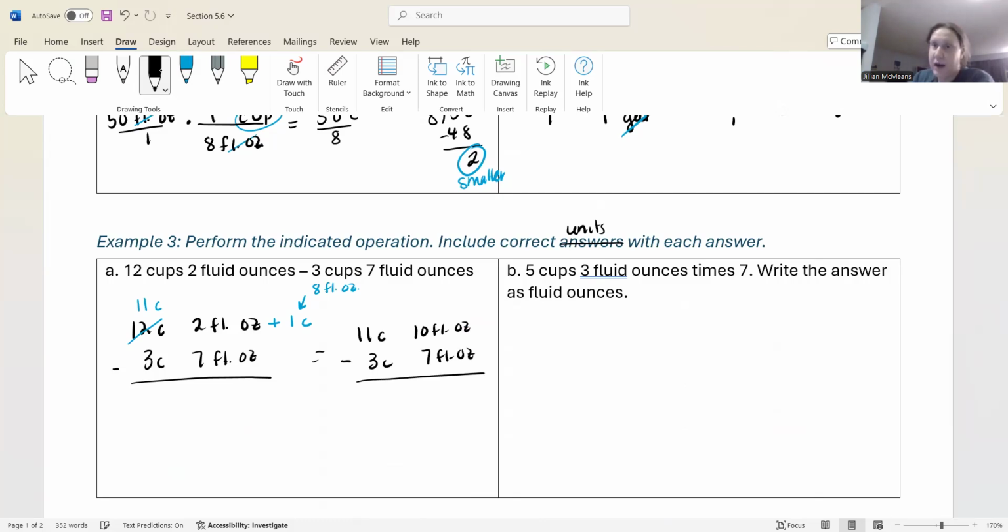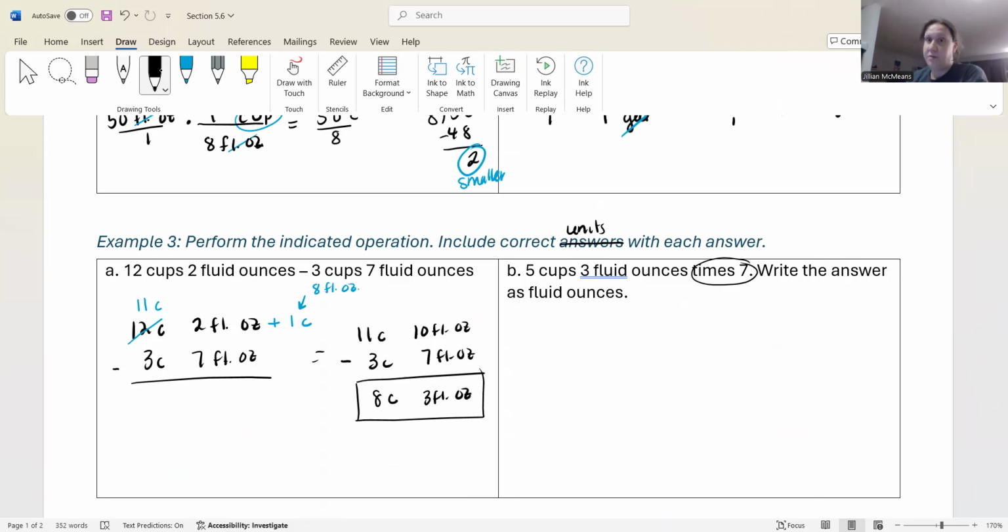And now we can subtract like units. So I can take 7 fluid ounces from 10. That leaves me 3 fluid ounces. And then 11 cups minus 3 cups is just 8 cups. So we have 8 cups, 3 fluid ounces. Okay? Now for part B, this one's a little bit different. In the previous 2 worksheets, we did an addition problem and then a subtraction problem. Here, we're going to do a multiplication problem. So I have 5 cups, 3 fluid ounces, and I want to multiply that by 7.